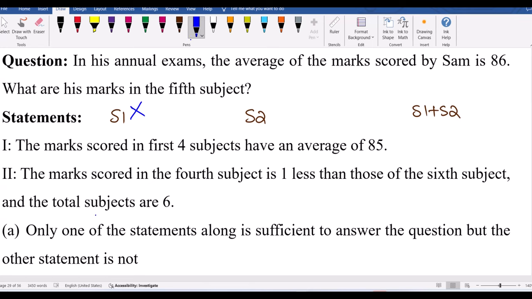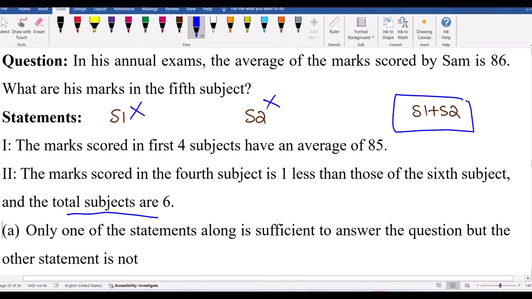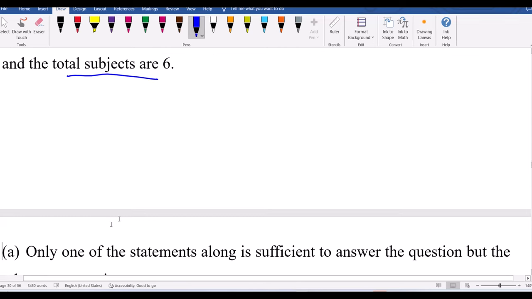2 alone, they said total subjects are 6. Okay. The fourth subject is 1 less than the 6th subject. Okay. But I cannot calculate the 5th subject even though 6 subjects are available. 2 alone not possible. Together possible. How together possible, sir? 4th and 6th they given. Okay. Fine. Together also we need to check. Fine, let us go for together. Alone not possible for sure. Together I'll show how we can handle this question. Alone not possible. Together possible or together not possible is to be decided.